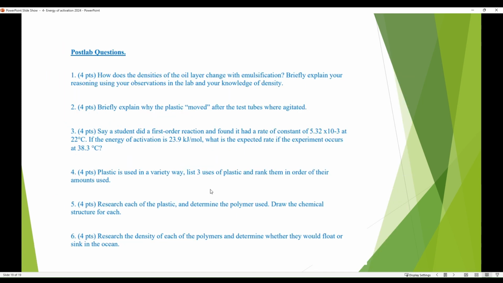So now the post-lab questions. How does the density of it change? Just thinking back again, the first semester idea of density, explain why the plastic moved through it. And then 3 now is just a standard energy of activation calculation. So you can use the Arrhenius equation, the ln plot, similar to the Clausius-Clapeyron in chapter 11. And then 4, 5, and 6 is just plastic, just looking up, to get you to think about it. All right, a short, easy one, hopefully.